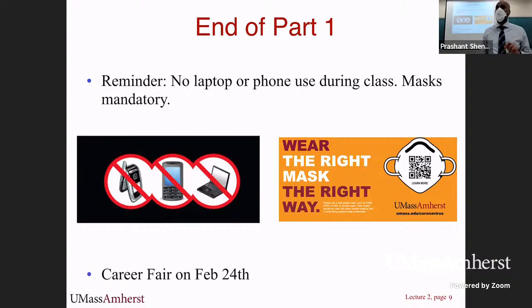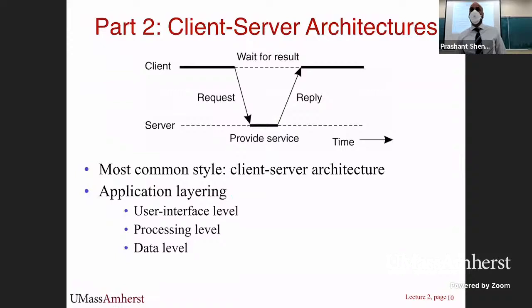All right, so we are going to switch gears and move on to part two, client-server architectures. This is the most basic way of writing a distributed application. Your application has two components, a client component and a server component. The server component is providing some sort of a service, and you can write the server using any of the architectural mechanisms we talked about.